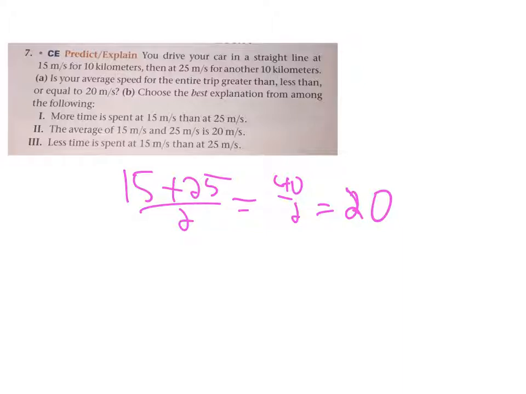This, by the way, answers part B, where our answer should be that it's more time spent at 15 than at 25, and therefore we are closer to 15 than to 25. And what we're going to do now is prove this algebraically, show how this works. So let's get rid of this stuff. And now we're going to say, how long are each of these trips?